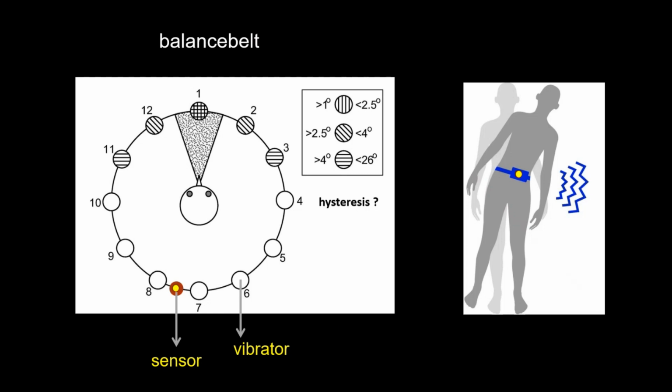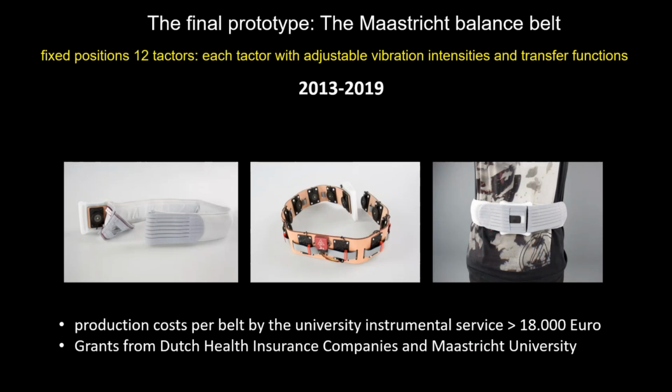And so here you can see you have a number of tactors. In the old concept, we have 12 tactors. And the vibration pattern was controlled by the sensor. Basically, again, when you move forward, you feel vibration here. When you move backward, you feel vibration there, and so on. And when you make a hula hoop like this, you feel that there is a rotation pattern of the vibration. So that is the concept.